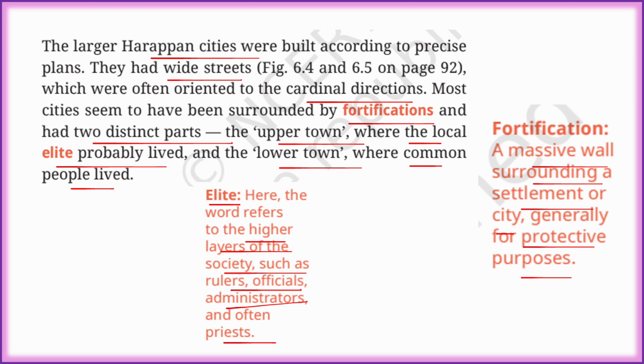And the lower town, where common people lived. Common people lived in the lower town. Rich or important people like rulers lived in the upper town.